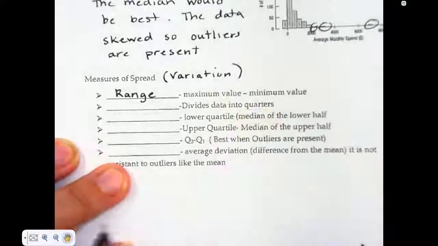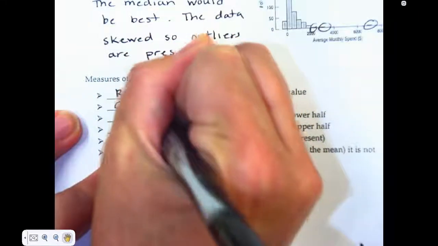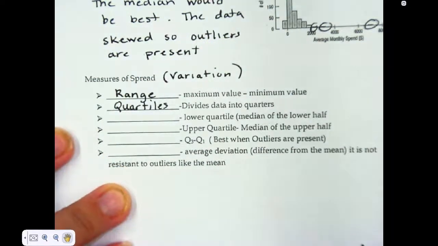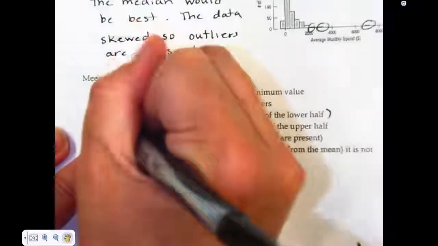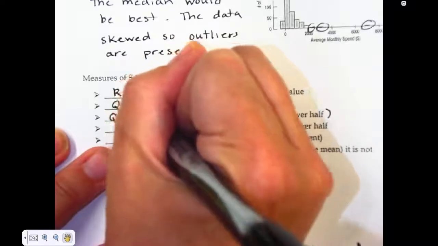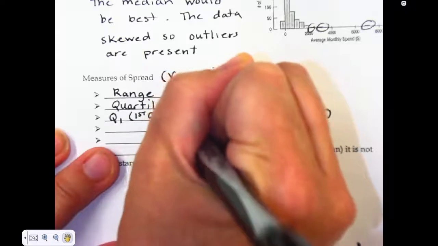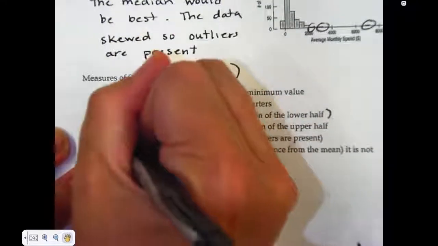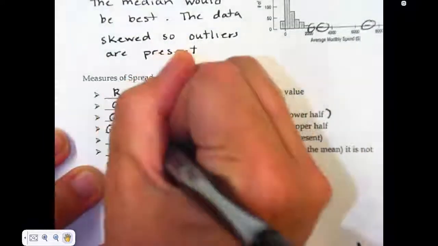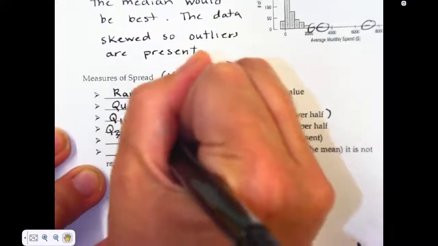Then right here, it divides into quarters, and the word is quartile, so it kind of goes with the quarters. Your lower quartile is the median of the lower half. That's the first quartile, also known as Q1. You can call that the first quartile, but most of the time you're going to see me abbreviate that. And then Q3 is the median of the upper half. That's also known as the third quartile.